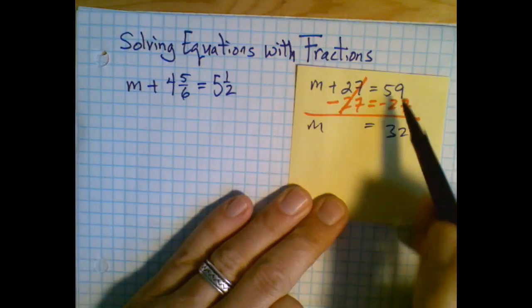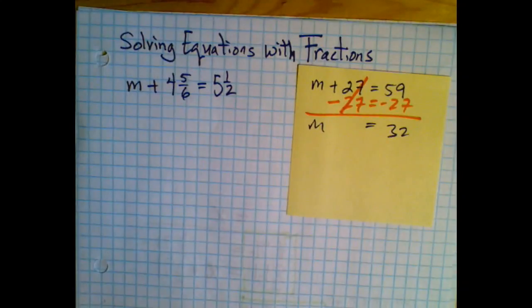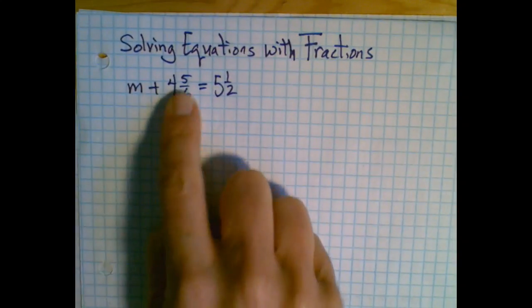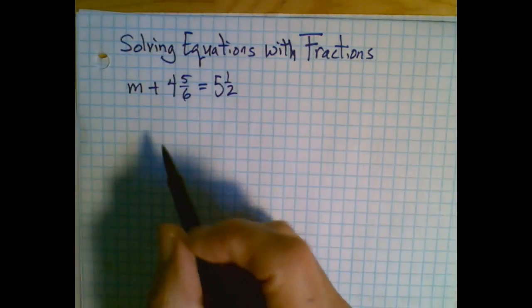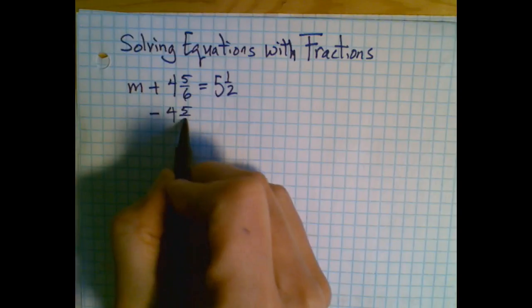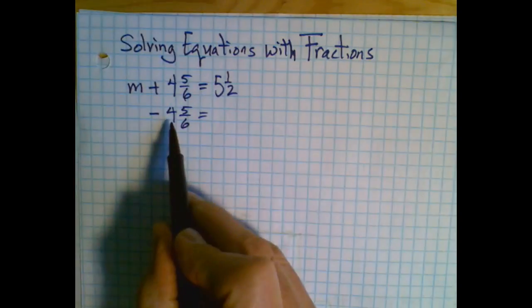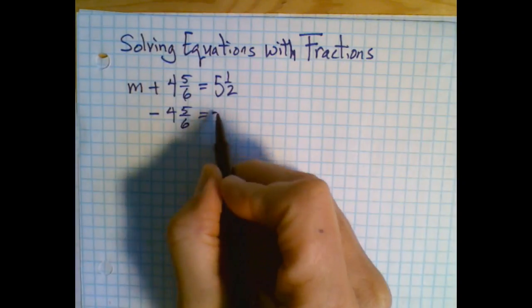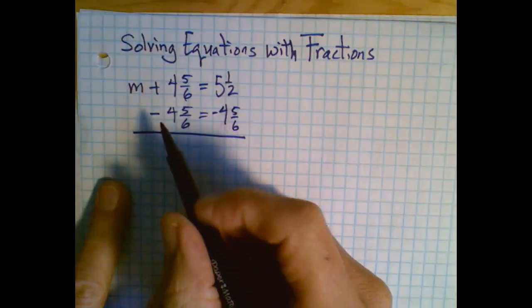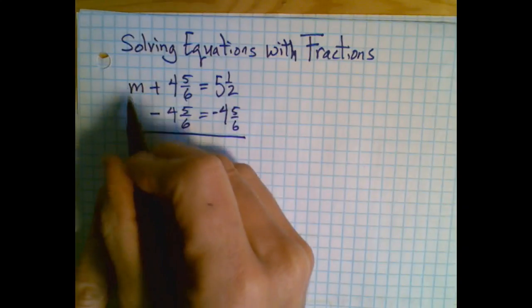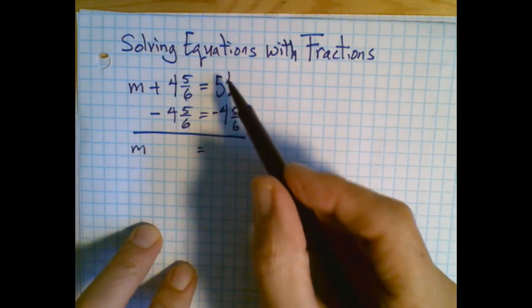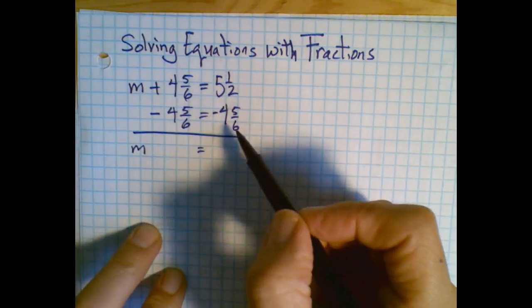The same process of undoing what's going on, I'm going to apply here. So what's happening to the variable? Well, I'm adding 4 and 5/6. What undoes adding 4 and 5/6? Subtracting 4 and 5/6. Since I subtracted 4 and 5/6 from this side, I'll have to do the same thing from this side. On the left side, these will cancel out, and the only thing I have left is the m will come down. And now I have this to deal with: 5 1/2 minus 4 and 5/6.